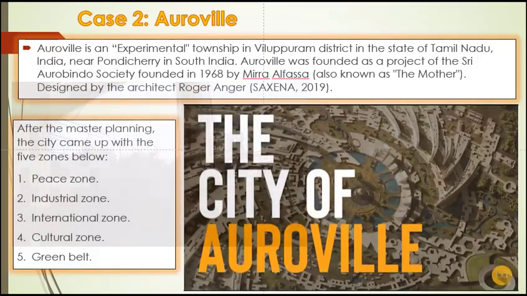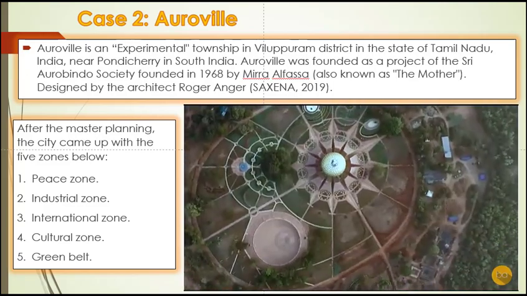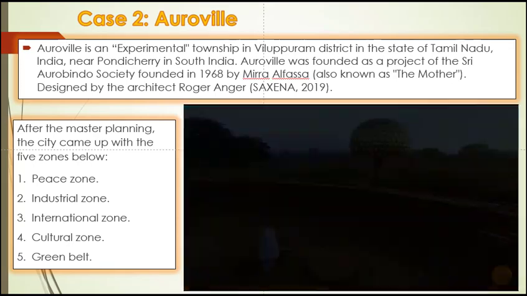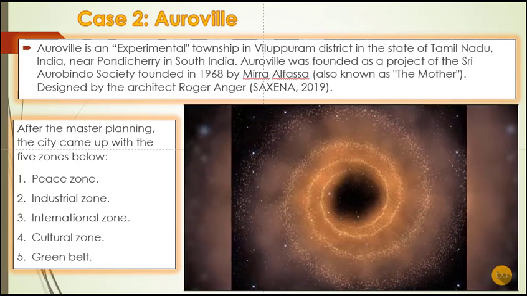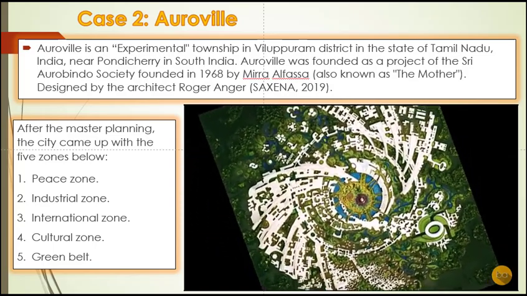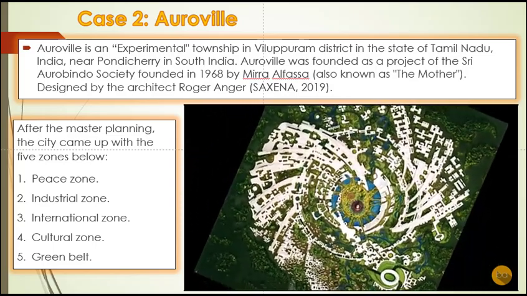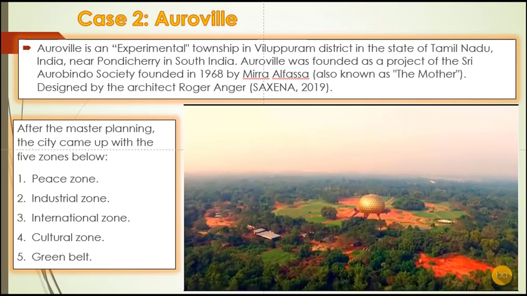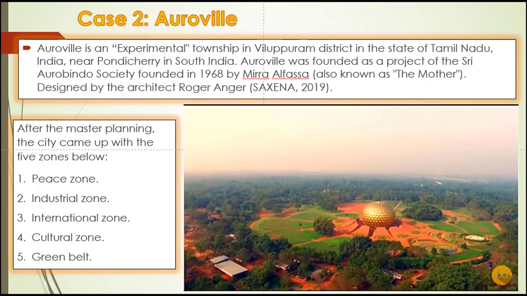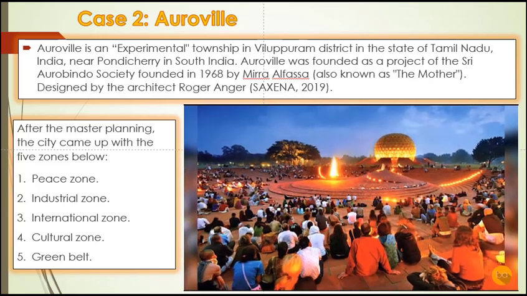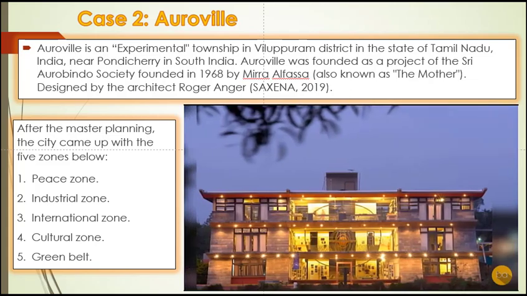Case number two, Auroville. Auroville is an experimental township in Viluppuram district in the state of Tamil Nadu, India, near Pondicherry in South India. Auroville was founded as a project of the Sri Aurobindo Society in 1968 by Mirra Alfassa, also known as the Mother, and designed by the architect Roger Anger. After the master planning, the city came up with five zones.